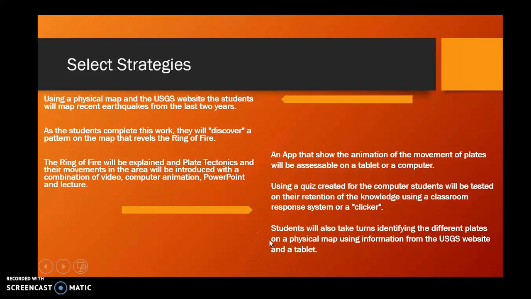Students will also take turns identifying the different plates on a physical map. So now that they have this physical map and they've been introduced to the plates, now they can go back to that map using USGS and identify the names of these plates on a map. And further, creating arrows to show the movement of these plates. Some are going under, some are going over, some are going sideways.